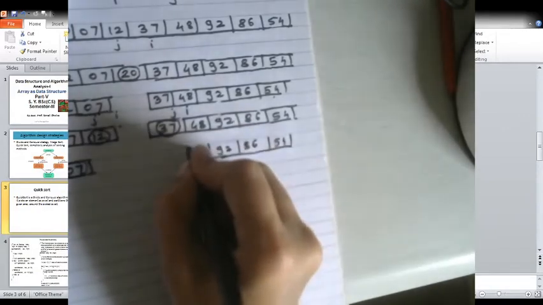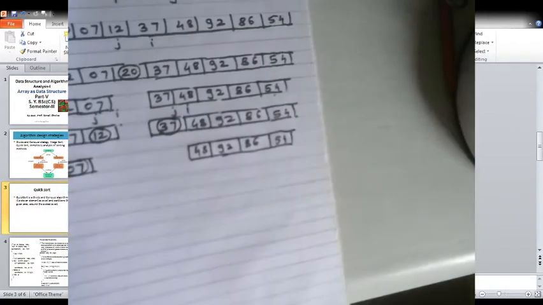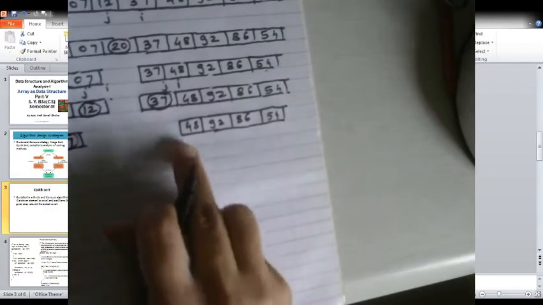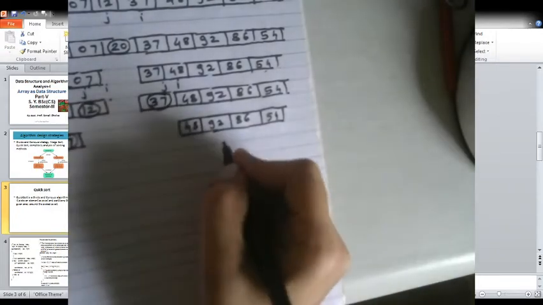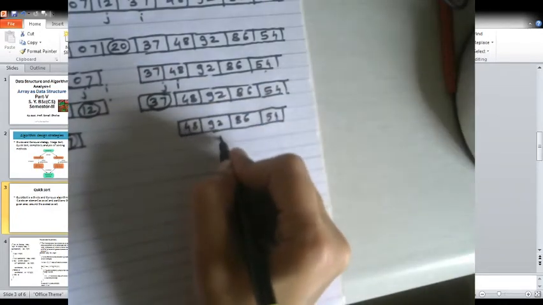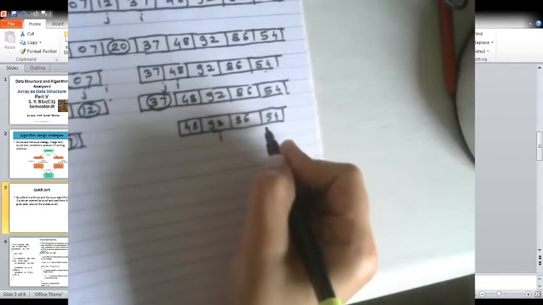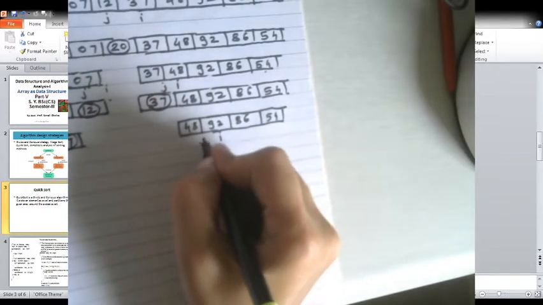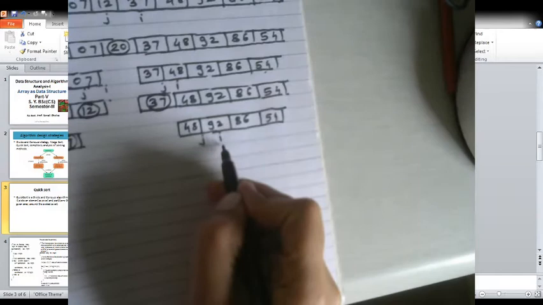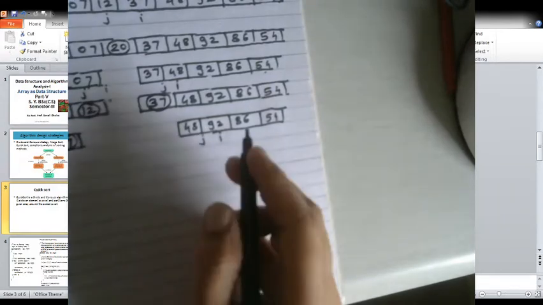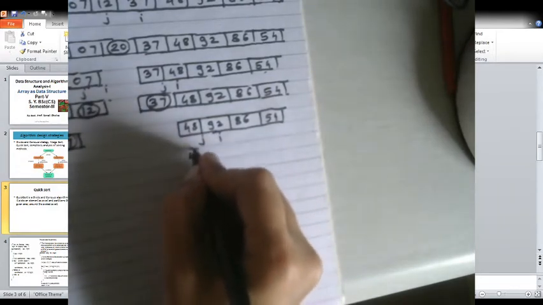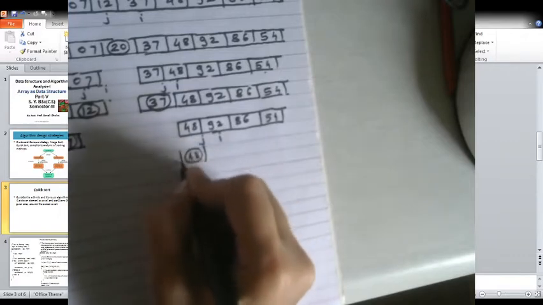Again here use the algorithm. Consider 48 as your pivot point. The element greater than this is 92, and there is no element less than this. Here the case is j less than i, so this is your partition point. So 48 is now your partition point.